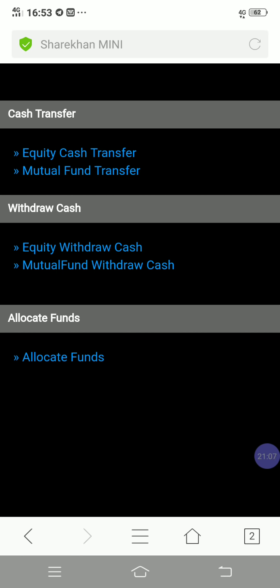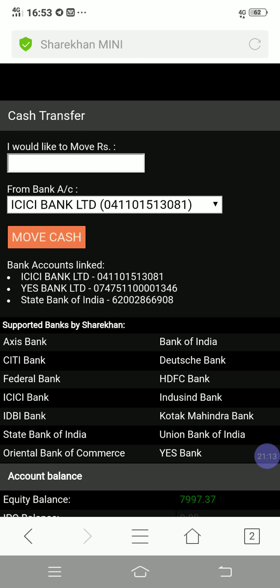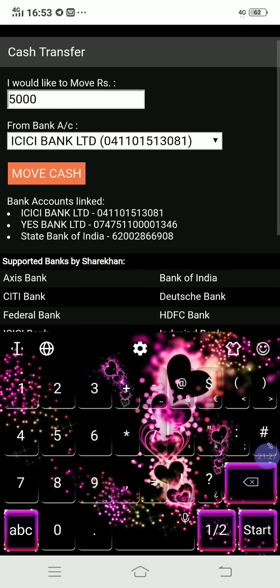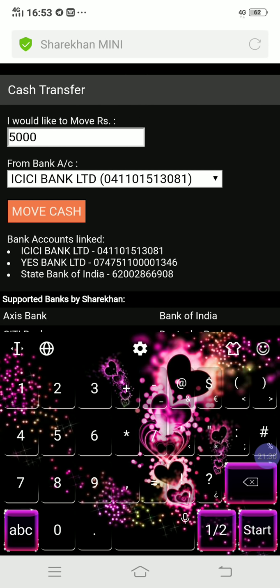And here you see cash transfer, cash withdraw. If I click on equity cash transfer, for example, and I would like to move rupees 5,000, I will put it. I would like to move rupees 5,000 from my bank to the Sharekhan account. That is what is clearly written, cash transfer. Then move cash. It will take you to a site, and once you are done with all the form steps of moving cash, logging in, and again you will get OTPs as well, when you put it, the cash will be transferred into the Sharekhan account.